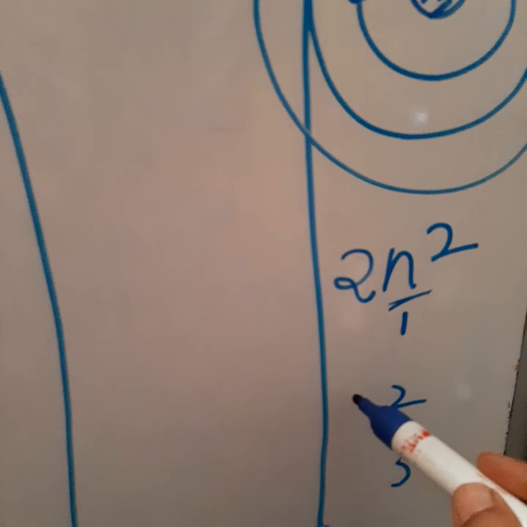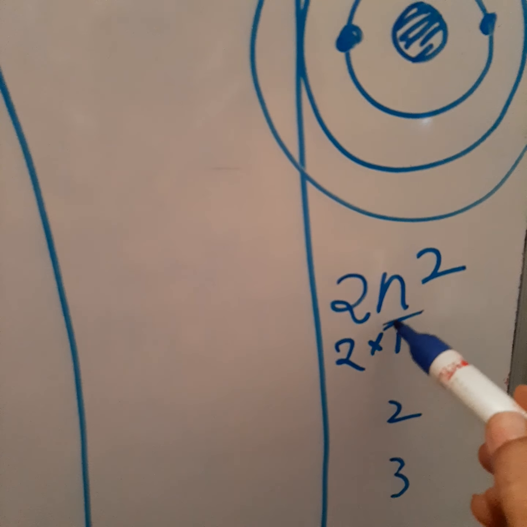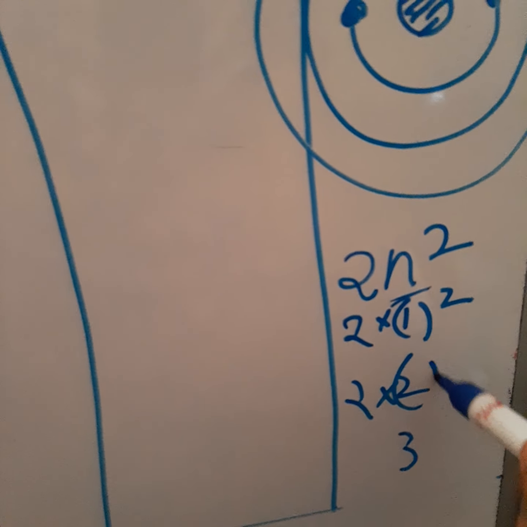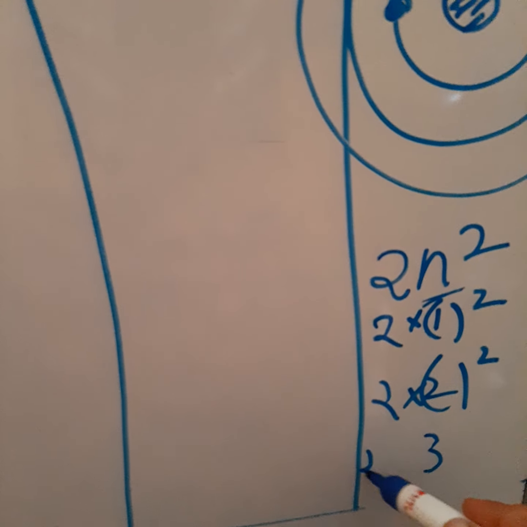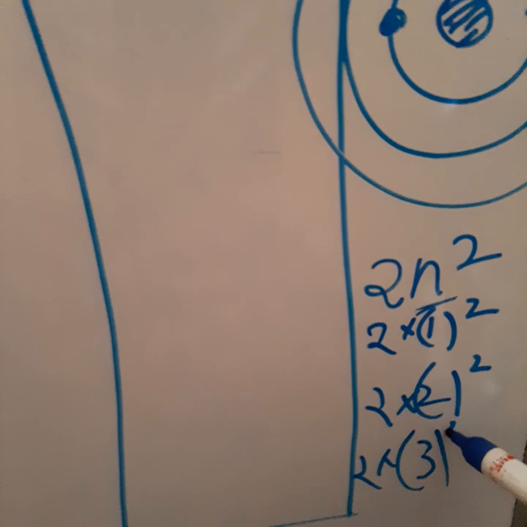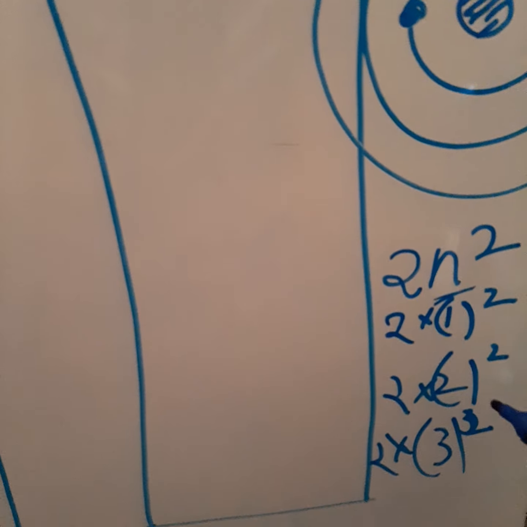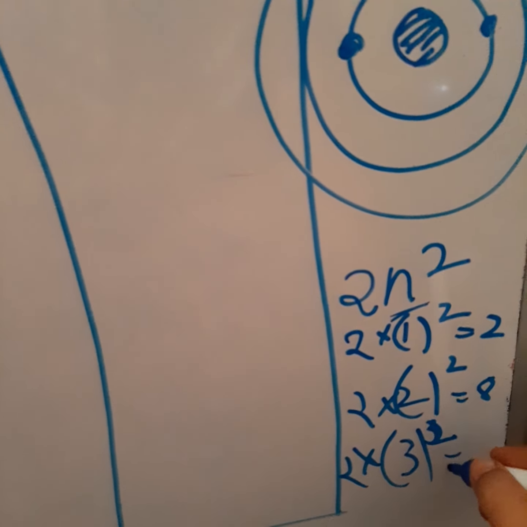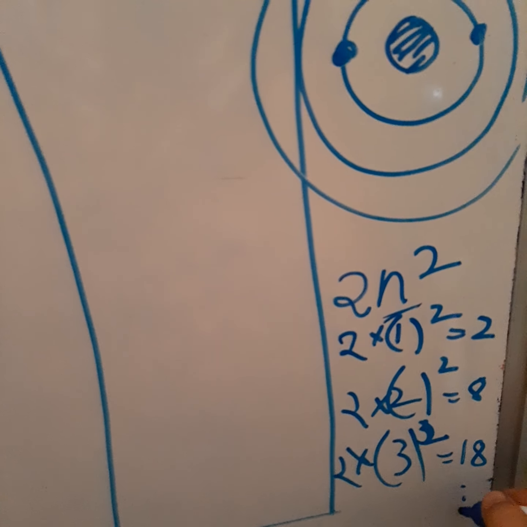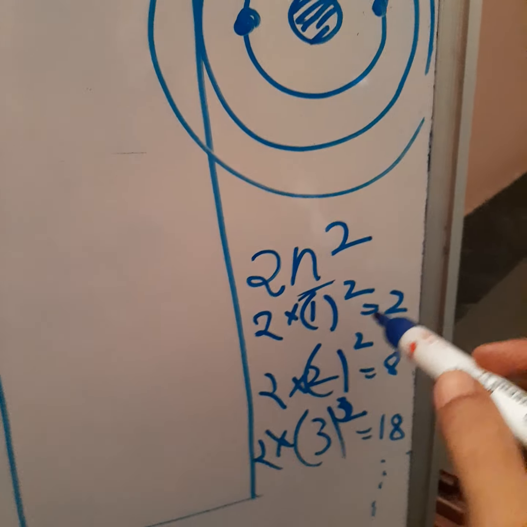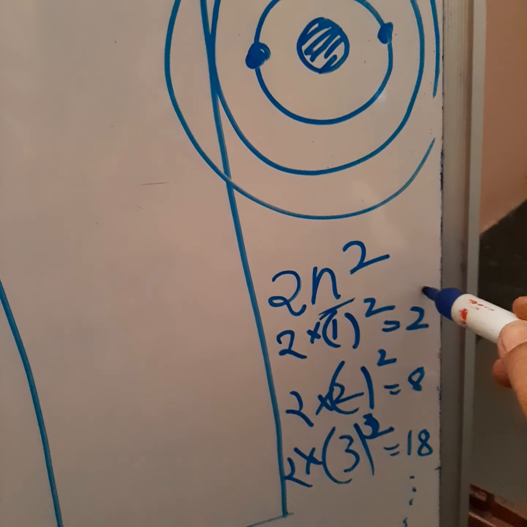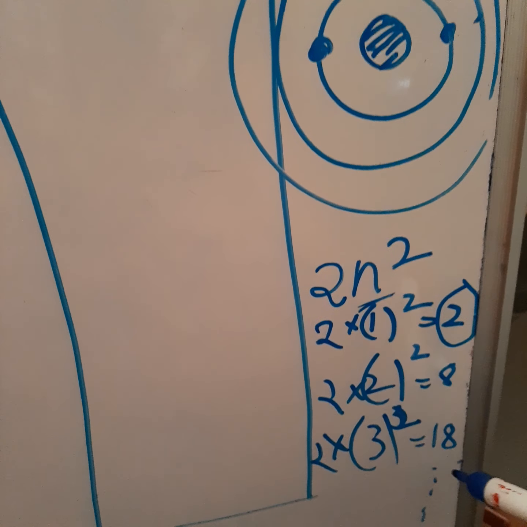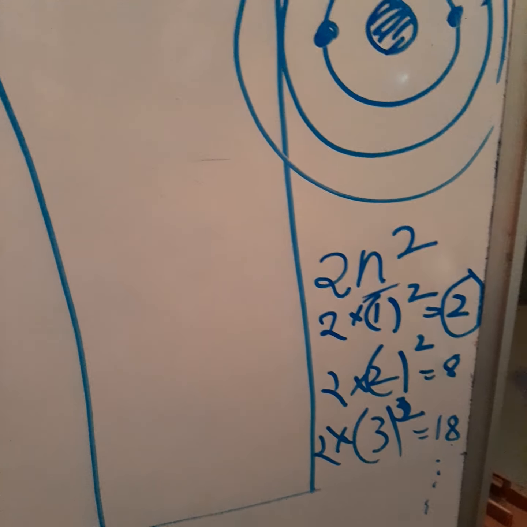So 2 into n square means 2 into 1 square, then 2 into 2 square, then 2 into 3 square. If you find the values, they become 2, 8 and 18 and so on. So this tells us that the first shell will accommodate a maximum of 2 electrons, the second shell a maximum of 8 electrons, and the third shell a maximum of 18 electrons.